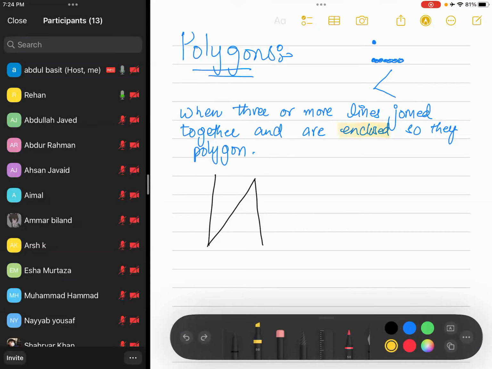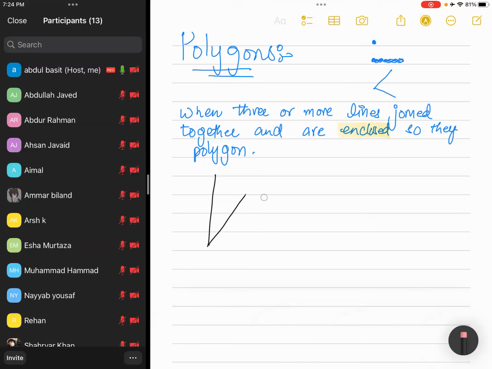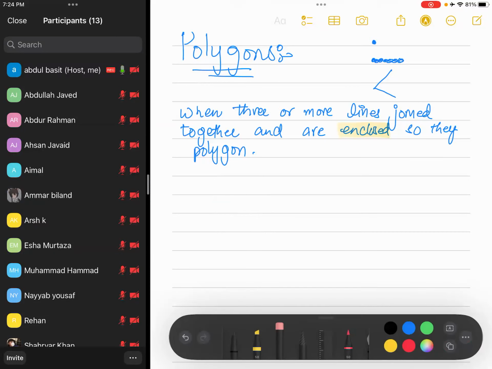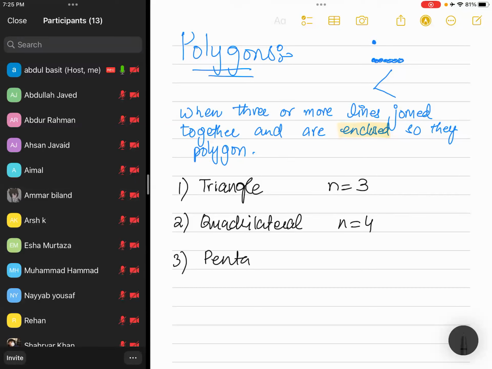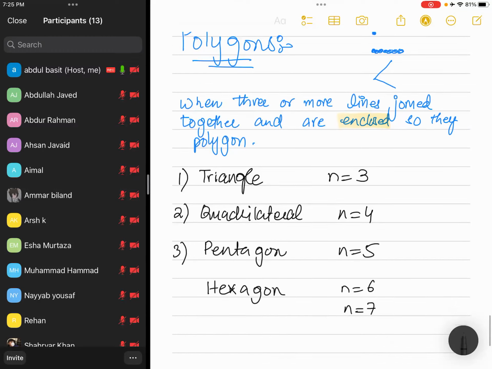The smallest polygon we have is a triangle. In triangles we have n is equal to 3. Then we have quadrilaterals, n is equal to 4. Then we have pentagon, n is equal to 5. N is equal to 6 is hexagon. N is equal to 7 is what?